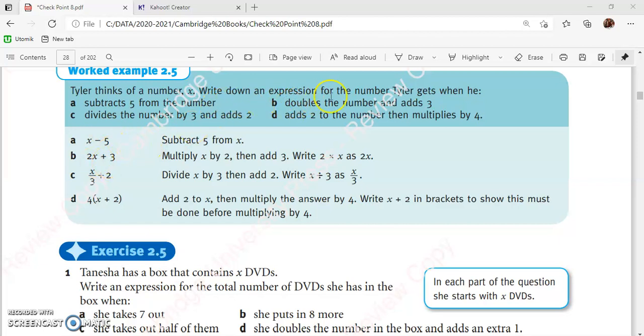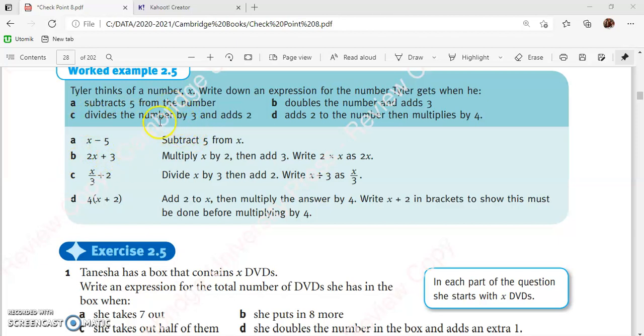And then the second one: doubles the number and adds 3. Doubles means times 2. So you multiply the number first, because the number is x. So it's 2x. And then at the end you add 3. So it's 2x plus 3. Multiply x by 2, then add 3.